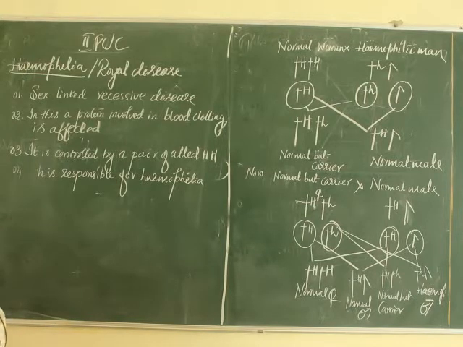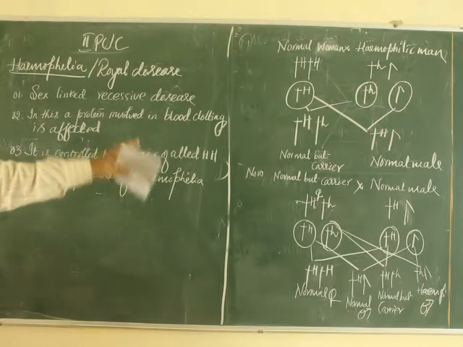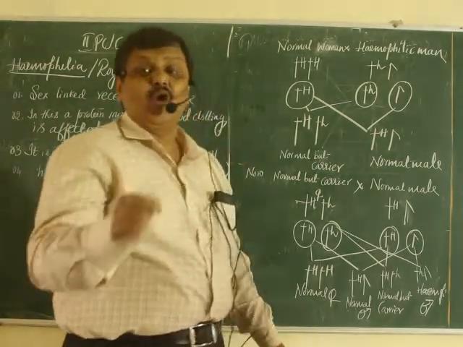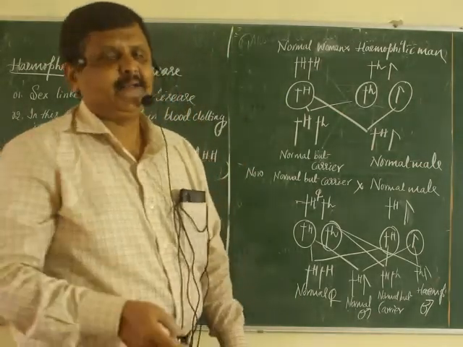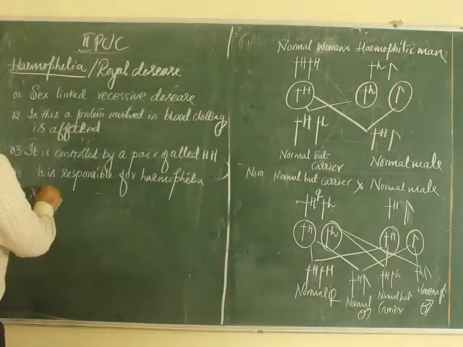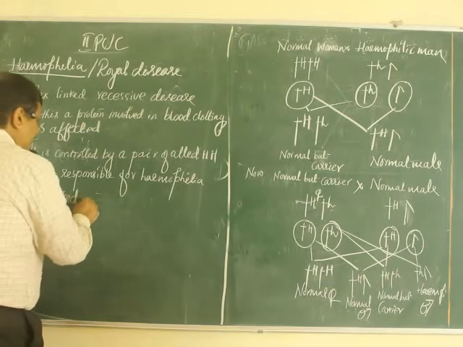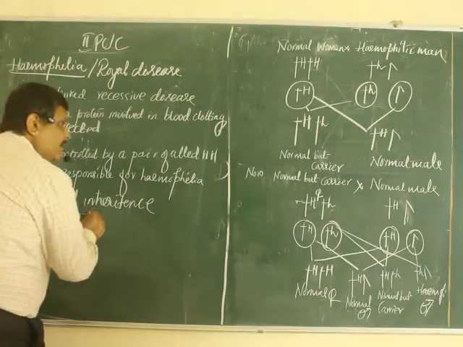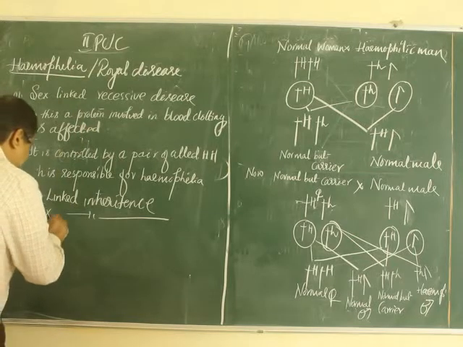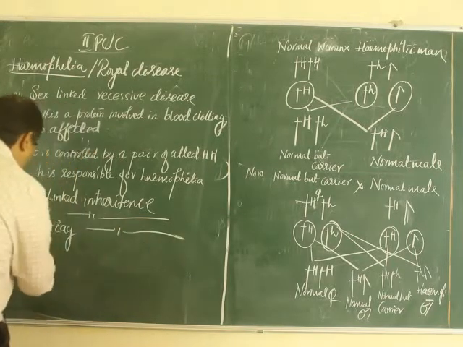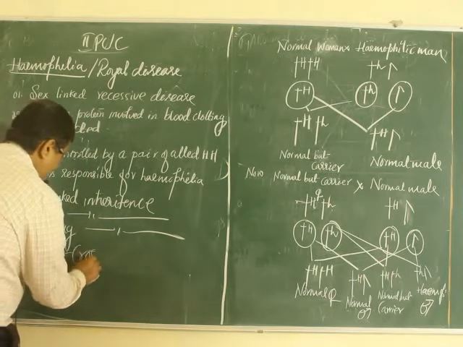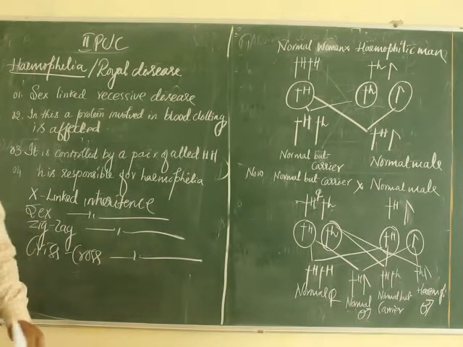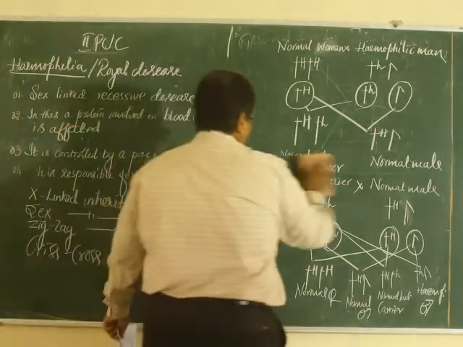So this type of inheritance is also called X-linked inheritance, sex-linked inheritance, crisscross inheritance or zigzag inheritance. So this is with regard to hemophilia.